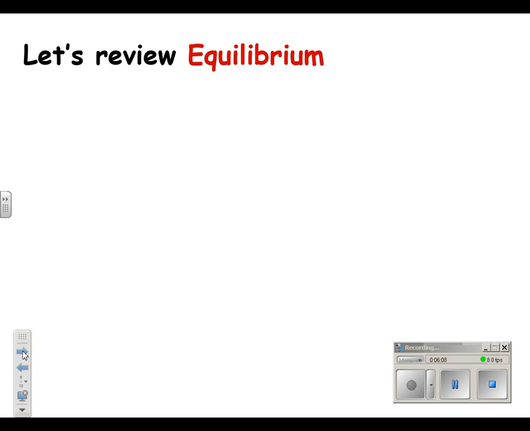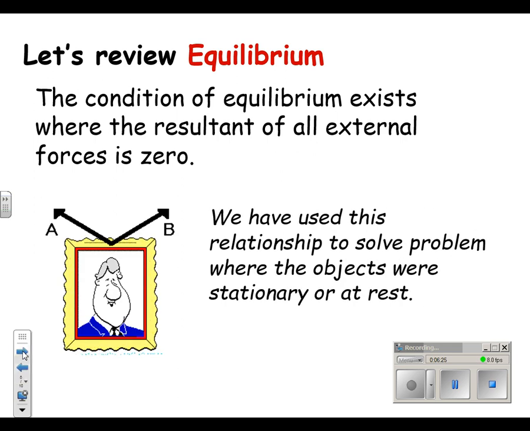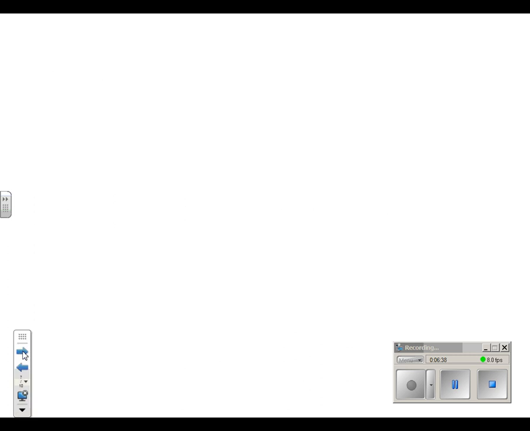So let's review equilibrium. We talked about equilibrium when we talked about forces, and we talked about static forces, where we talked about hanging pictures and things like that. So the conditions of equilibrium exist where the resultant of all the external forces is zero. So really we want our net force to be zero. So we've used this relationship to solve problems where the objects were stationary or at rest. As we said, all of the up forces, or all the y forces in the up and down, had to equal each other out, and then all the lefts and rights had to equal each other out.